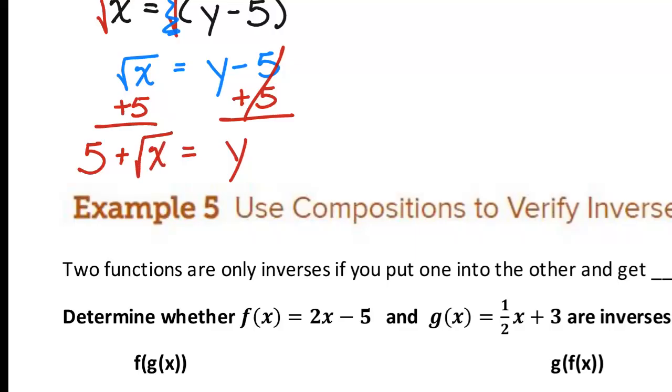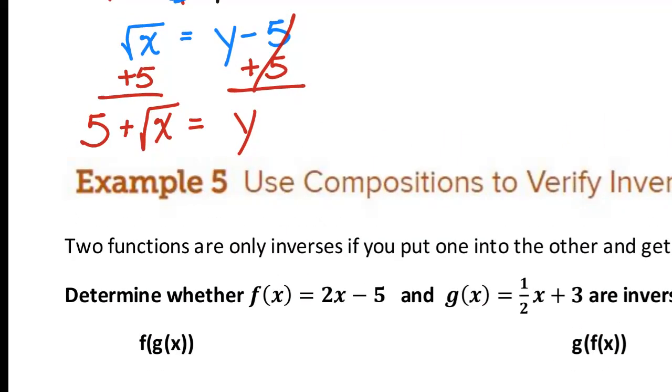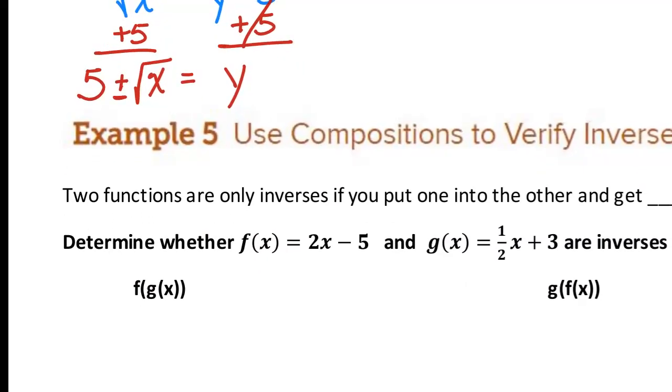Now, this is a good answer, but it's not the perfect answer. Why is it not the perfect answer? It's okay to have the square root there. This should have been plus or minus that square root. Okay? Because we have to show both.